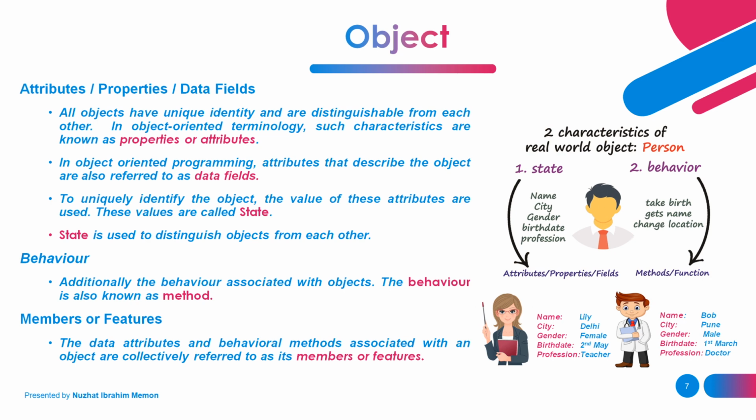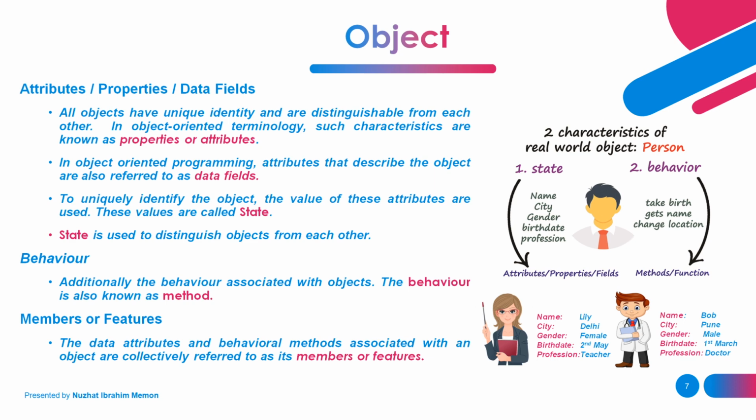Lily is female, whereas Bob is male, and Lily is a teacher and Bob is a doctor. To uniquely identify the object, the values of these attributes are used. This value is called state. State is used to distinguish objects from each other. Now we will study about the behavior. Behavior is also known as method or function.